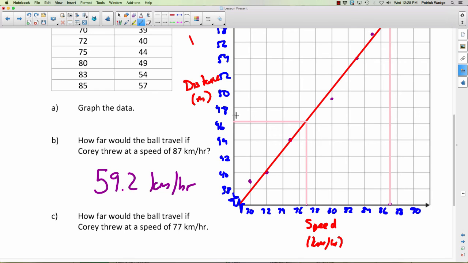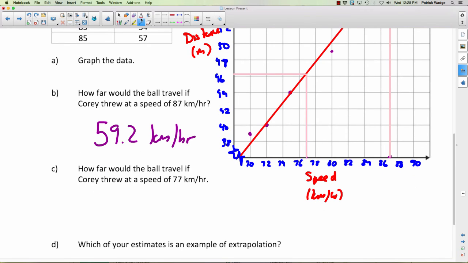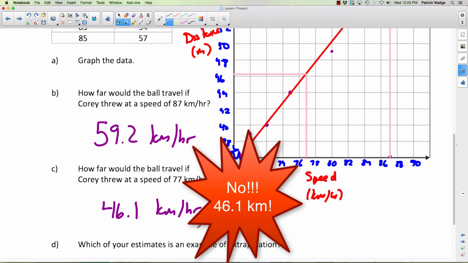This is 46, 48's there. It'd be nice if I drew my numbers a little more accurately, but this is 46. It's a little bit more than that, so maybe 46.1, 46.2. Something like that. You could probably estimate at 46, but I'll say 46.1 kilometers an hour.